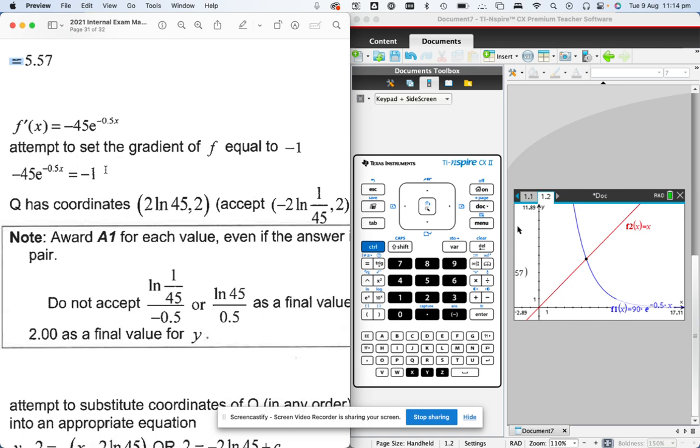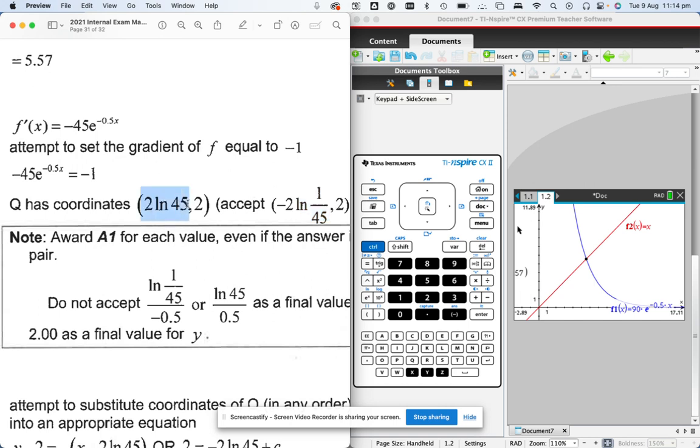And honestly, there's not much you can do because it asks for exact values. All you can do is divide both sides by minus 45 to get 1 on 45. Take the natural log of both sides and you'll get minus 0.5x equals ln 1 on 45. So you can see the solution here is ln 1 on 45. And minus 0.5 is actually minus 1 on 2. So multiply both sides by minus 2 and you will get minus 2 ln 1 on 45 as your solution.